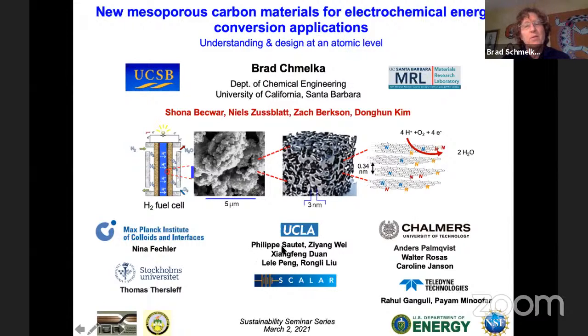We're working especially with the group of Philippe Sauté and Xiongfang Duan at UCLA in a Department of Energy funded fellowship, which supports this work currently. I know Adam from my time in Stockholm on sabbatical, and was conducting some electron microscopy work with Tom Thersleff there in his department. And we've been working with Chalmers University, Anders Palmquist and his group, and Teledyne, to promote some commercialization of some of these.